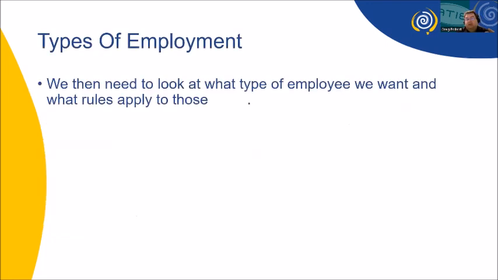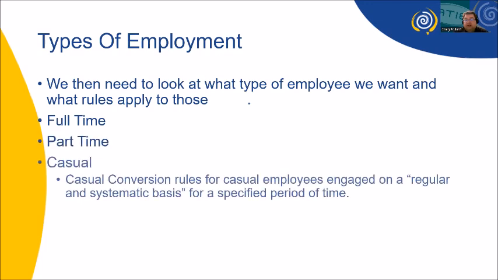Okay, so once we've decided which award applies, we then need to have a look at what type of employee we want and what rules apply to those employees. So the types of employees are full-time, part-time, and casual. All right, ignore everything else. Fixed term, long-term, permanent. Those terms are meaningless. The thing is, you've got full-time, part-time, and casual.